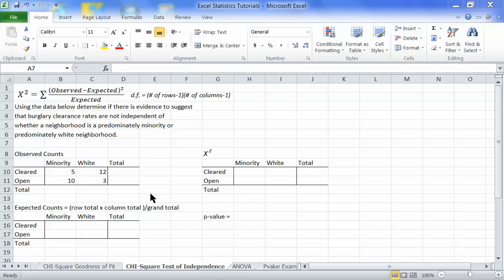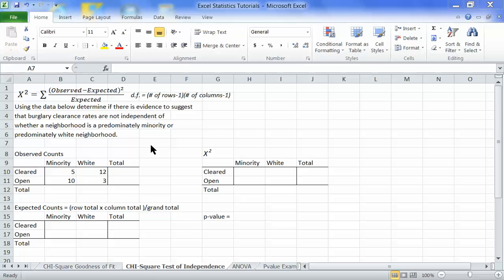So the null hypothesis here could be stated in terms of independence or in terms of the relationship. And it really depends on the problem and the context. They generally mean the same thing. It's just a matter of what language you use depending on how the problem is presented to you. So in this case, the null hypothesis would be that the burglary clearance rate is independent of whether a neighborhood is predominantly minority or predominantly white.